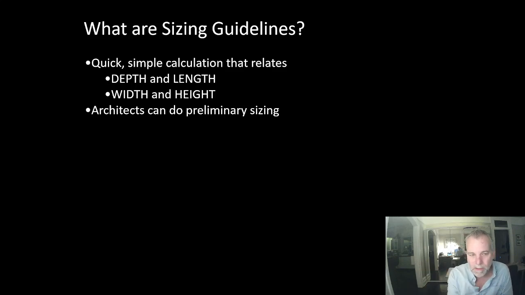We provide you sizing guidelines so that you as the architect can do something that looks reasonable without having to talk to your engineer. So you should be able to draw a building section at 1 to 100 and have things look reasonable. You may not be exactly correct, but it won't be jarring, and it'll allow you to build up your assemblies around it.